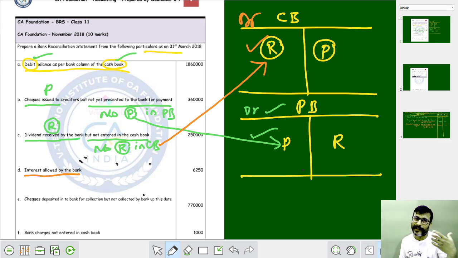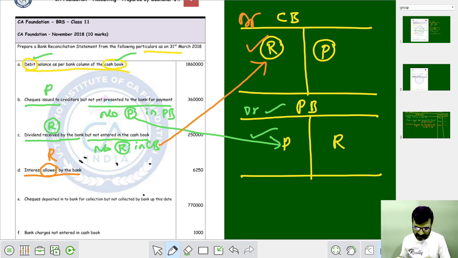Banker allowed interest. Means what? We received interest. Allowed means received. You should not say that we allowed. Our business is not allowing here. The banker allowed what? Interest. To whom? Allowed interest to our business. Means for our business it is a receipt.